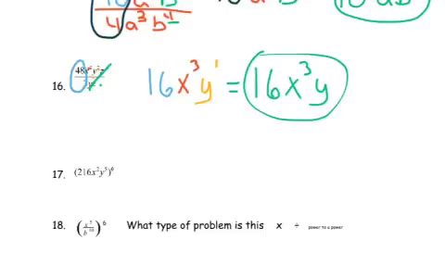Remember for 17, anything to the 0 power, especially because it's in the parentheses, because if you would distribute that 0 to everything inside, everything would be to the 0 power. So in this case, your answer would just be 1.